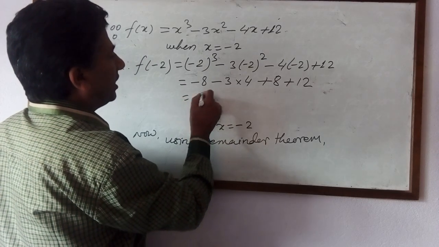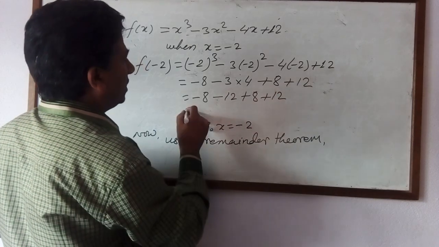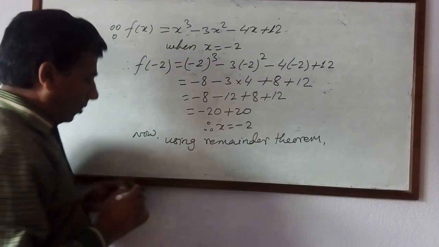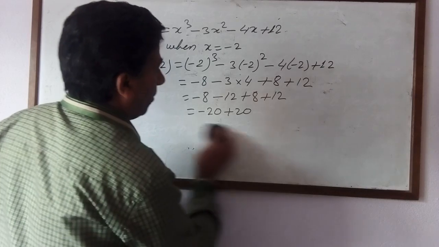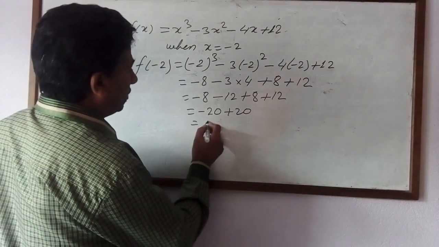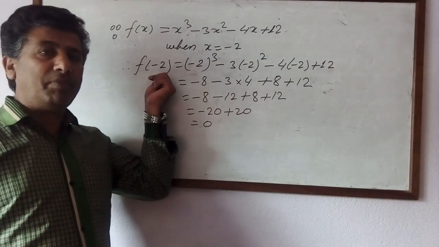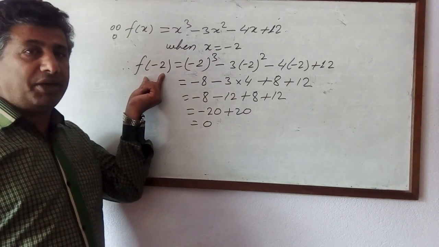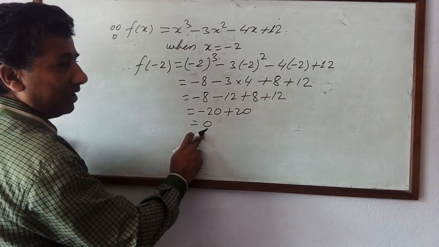Now minus 8 minus 12 plus 8 plus 12 equals minus 20 plus 20, which equals 0. Here we have written f(-2); this means the remainder. In the remainder theorem this represents the remainder, as we have already proved. That's why the remainder is 0.